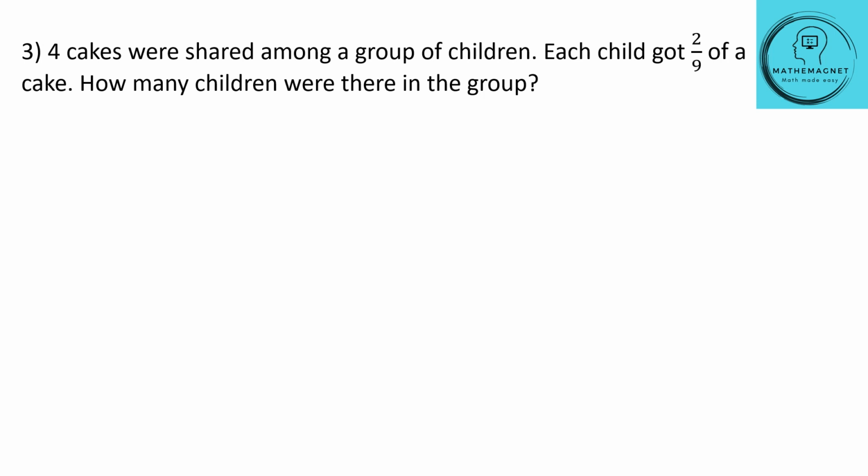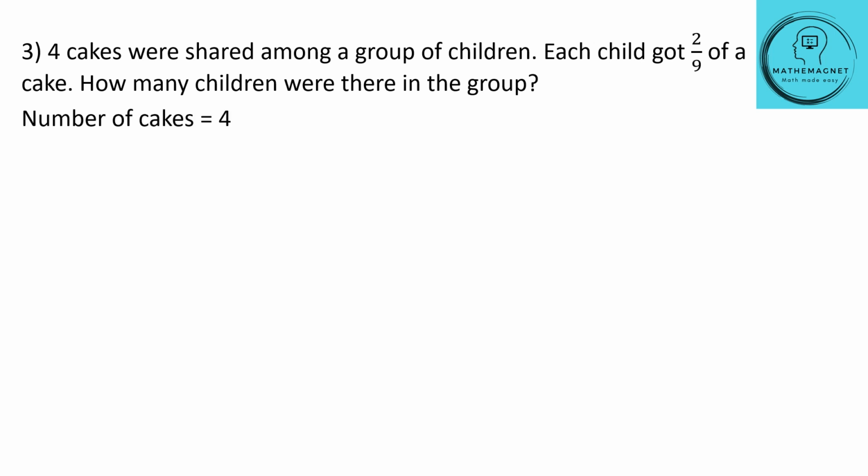Let's look at the next question, 3. 4 cakes were shared among a group of children. Each child got 2/9 of a cake. How many children were there in the group? Now the facts that we know are there are 4 cakes and each child got 2/9 of a cake. And they have asked us to tell how many children were there in the group.